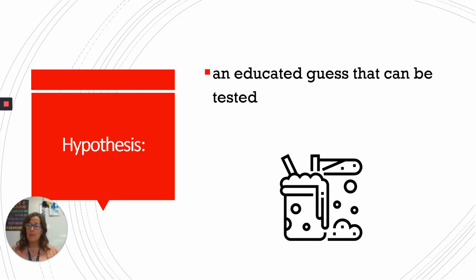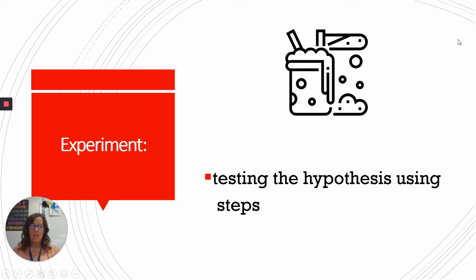So a lot of times we would confuse a hypothesis. We might have an educated guess, but it might not be something that's testable. So always remember, hypothesis is an educated guess that can be tested. Next, we've got experiment, and this is usually the fun part. An experiment is testing the hypothesis using steps.